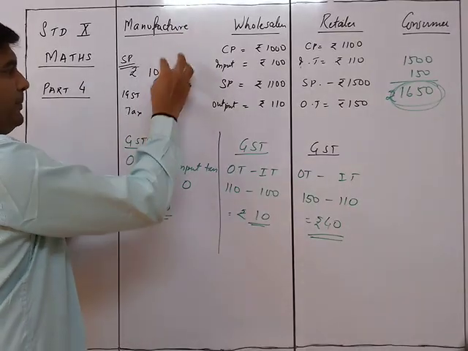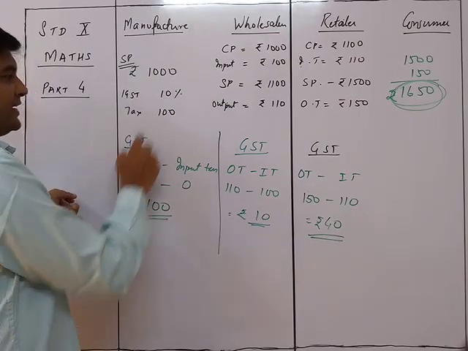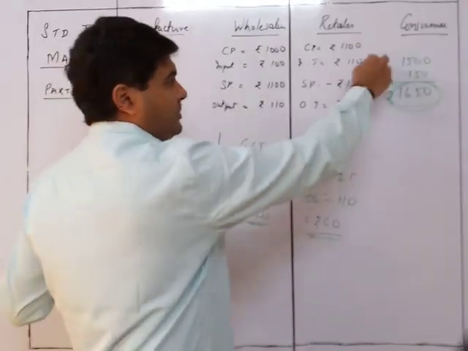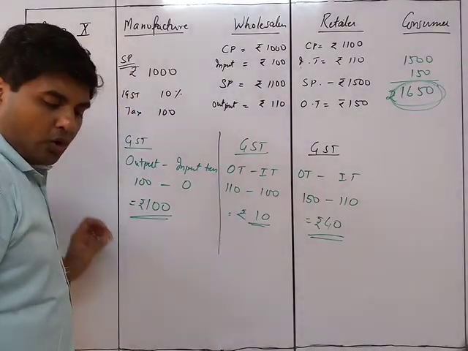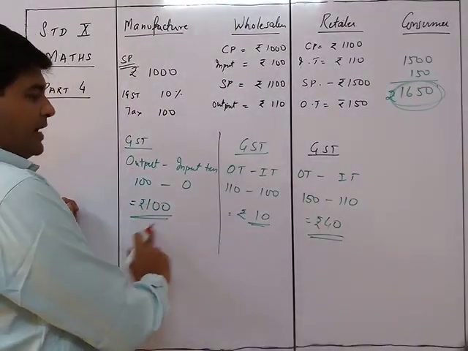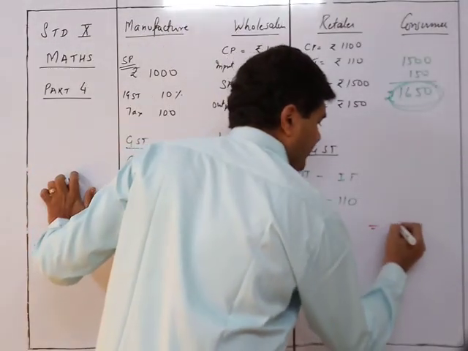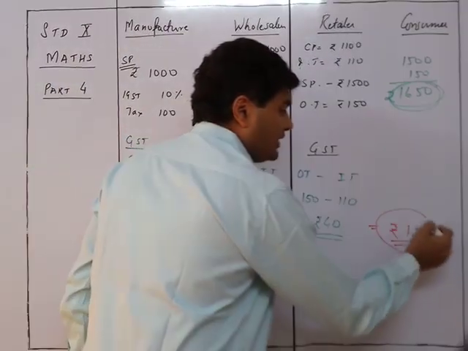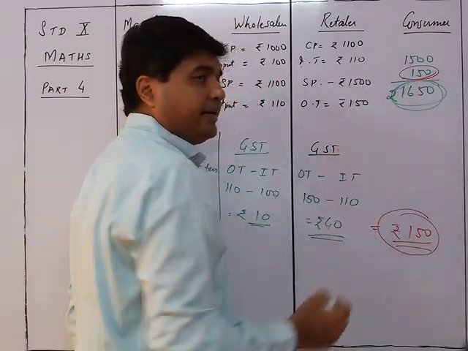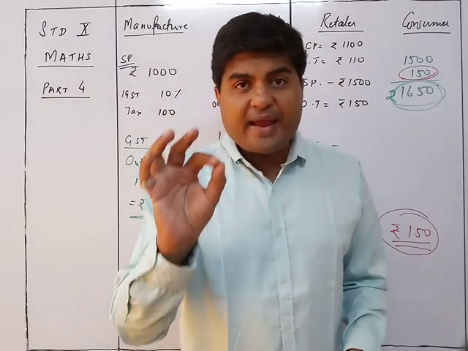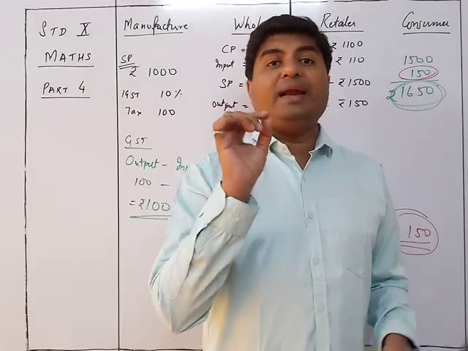Very simple. What was his input tax? 0. Output tax 100. So he is paying rupees 100 to the government. He is paying output minus input, 110 minus 100, only 10 rupees. 150 minus 110, so 40 rupees is what he is going to pay. So totally what the government received at the end of the transaction was 100 plus 10 plus 40, which is equal to rupees 150. And you will see that that is also the tax which the consumer paid at the last. That means the government always receives only 10%.